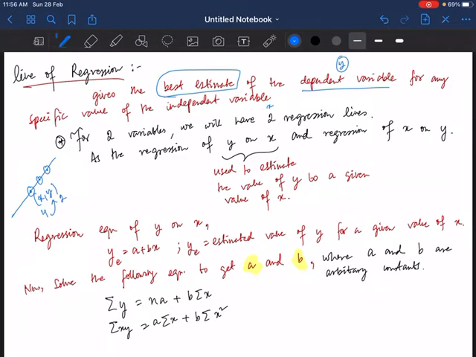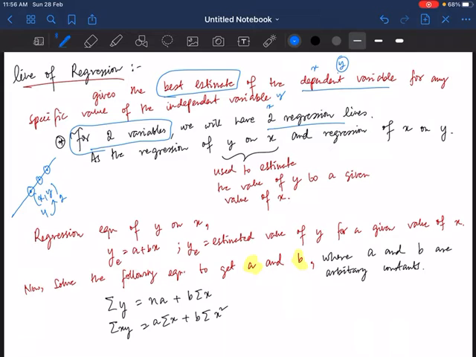Now when I say y is the dependent variable and x is the independent variable, we predict the value of y with respect to the value of x. But x can also be the dependent variable and y the independent variable when you have to predict the value of x with the given value of y. So it can interchange. For two variables, always remember this, we will have two regression lines.